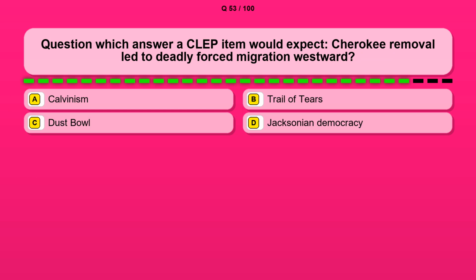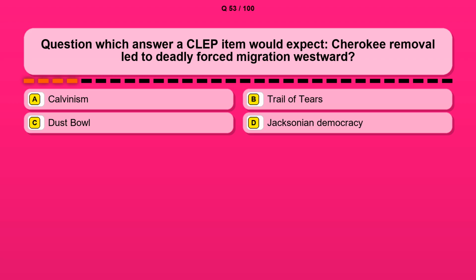Question 53. Which answer would a CLEP item expect? Cherokee removal led to deadly forced migration westward. Option A, Calvinism. Option B, Trail of Tears. Option C, Dust Bowl. Option D, Jacksonian democracy.